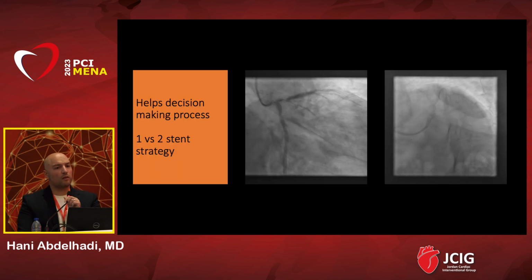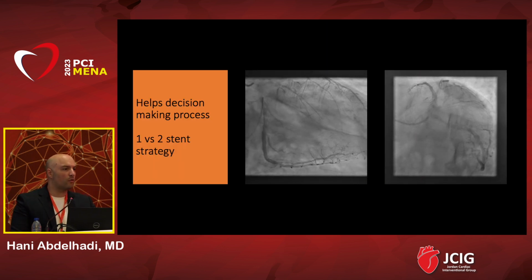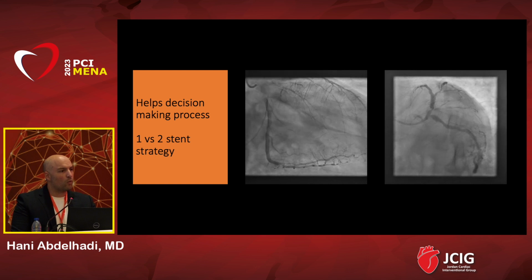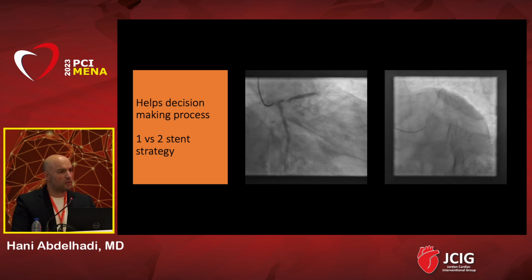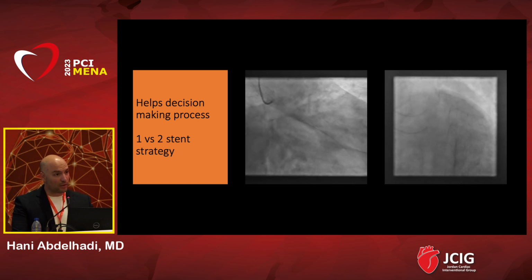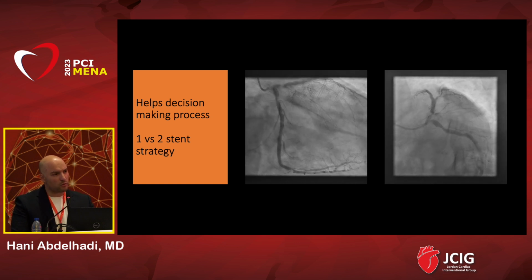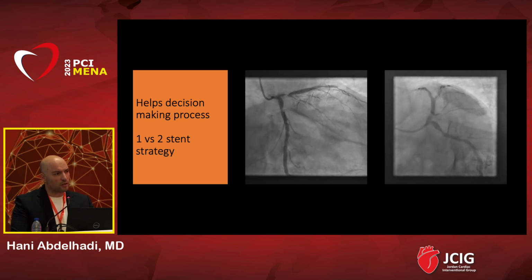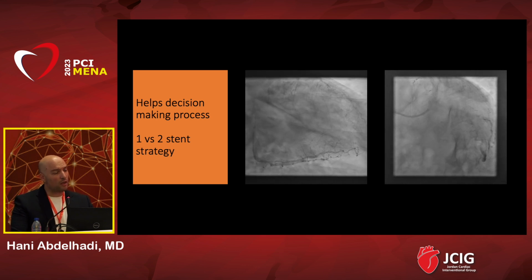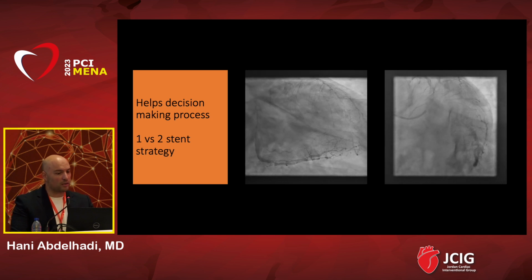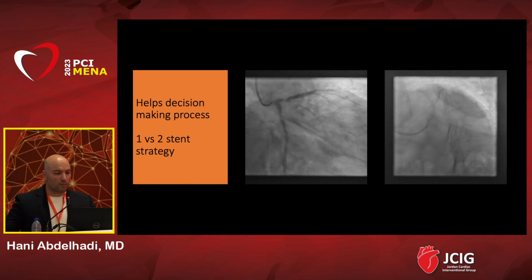Now the other point that is quite useful when you're IVUSing or imaging these lesions is it can help you decide whether you go with a 1 stent or a 2 stent process. So here you can see this patient has got significant proximal left main, significant proximal LAD. There's also disease in the proximal circumflex, and we're not sure whether we're going to do this as a 2 stent strategy and stent the circumflex up front, or whether we're going to take a more simple provisional strategy. As we know, if we can get away with provisional, it tends to have a better long-term outcome.